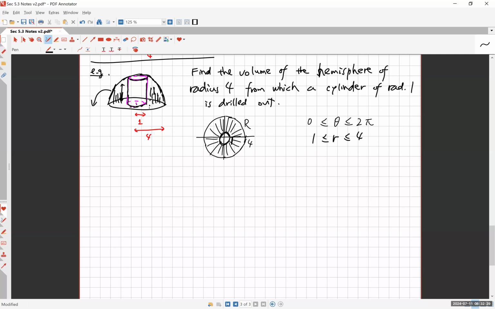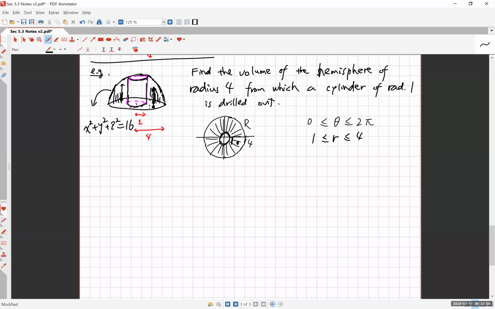Now, what are we integrating? Well, for each r and theta you pick here, let's say this point here corresponds to this point, we are to integrate the length of this segment from the bottom to where it touches the hemisphere. Now, this hemisphere, as you know, has the equation x squared plus y squared plus z squared equals what? The radius is 4, so this is 16.